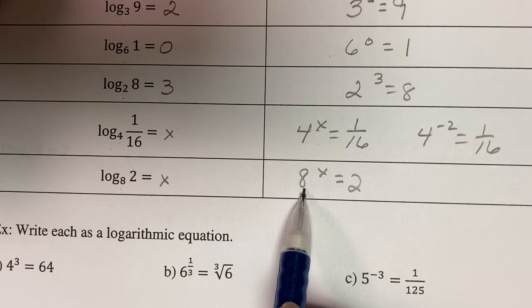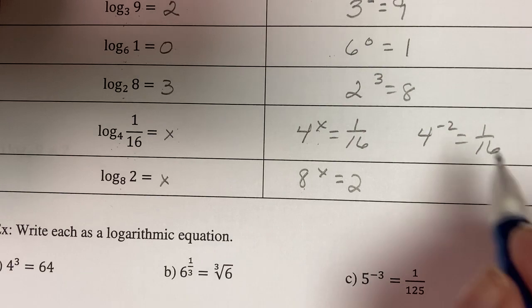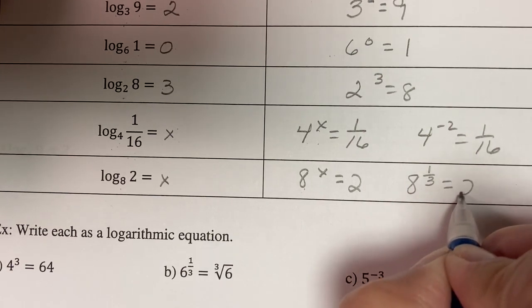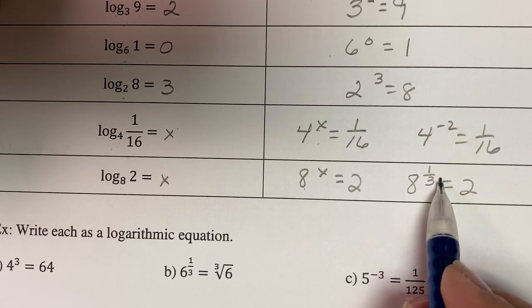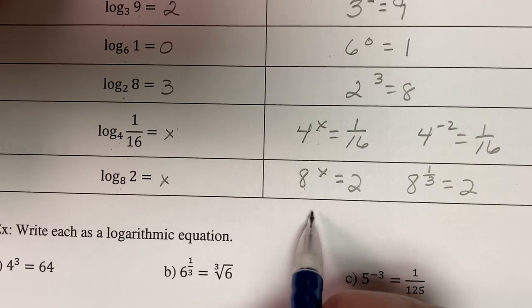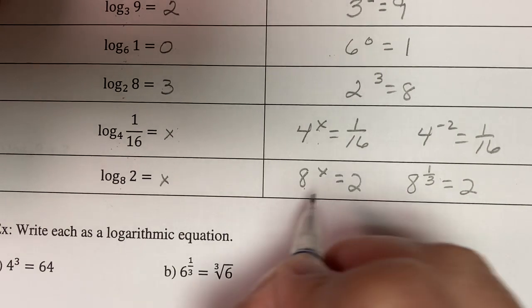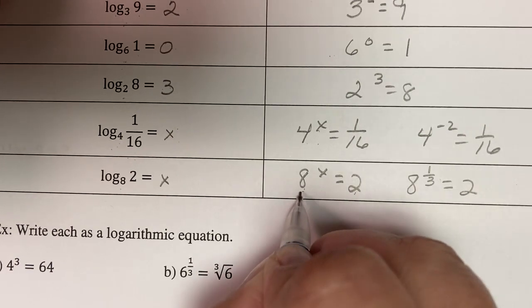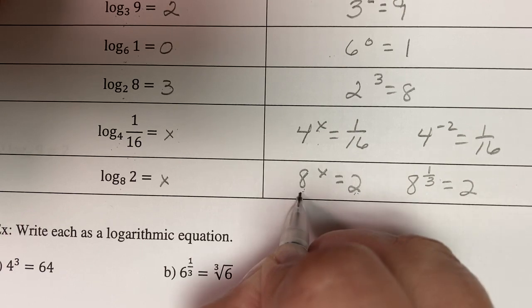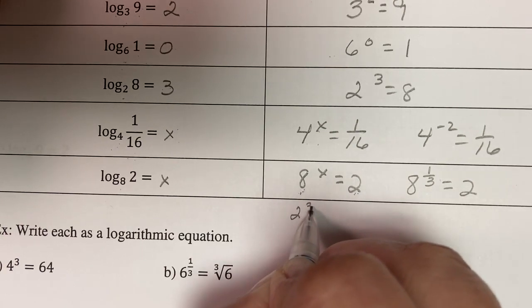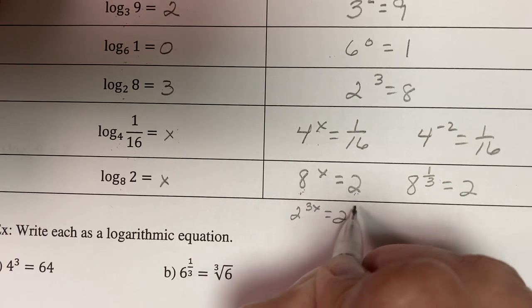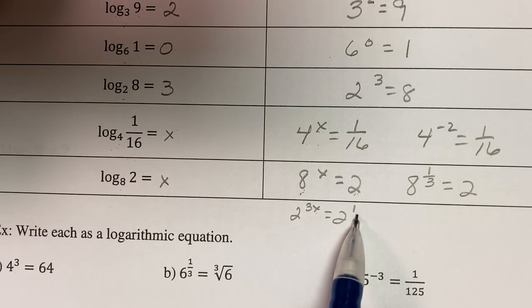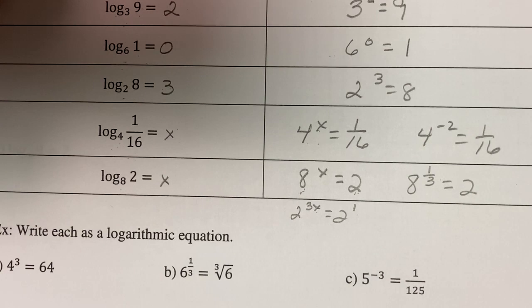Well, one way to do this would be to solve it as an exponential equation, or maybe you happen to see that it's actually 8 to the 1/3 power. If I just use some scrap and actually solve this, remember how if it's an exponential equation, we get the bases the same. So I can make both of these into a 2. So that would be 2 to the 3x equals 2 to the first. And see how if I take the exponents and set them equal to each other, I get 1/3.